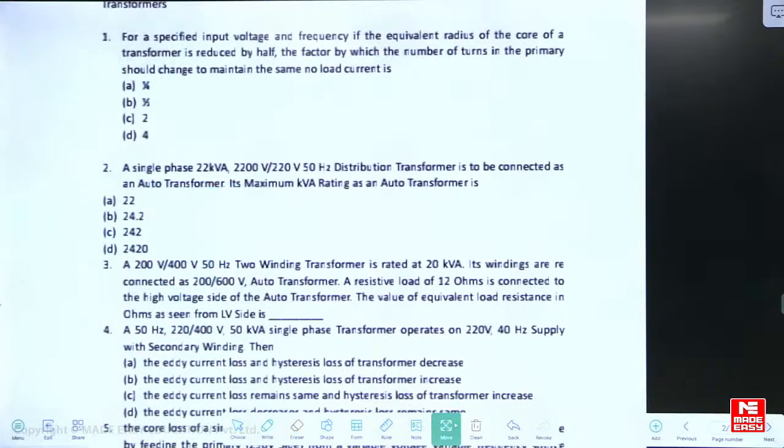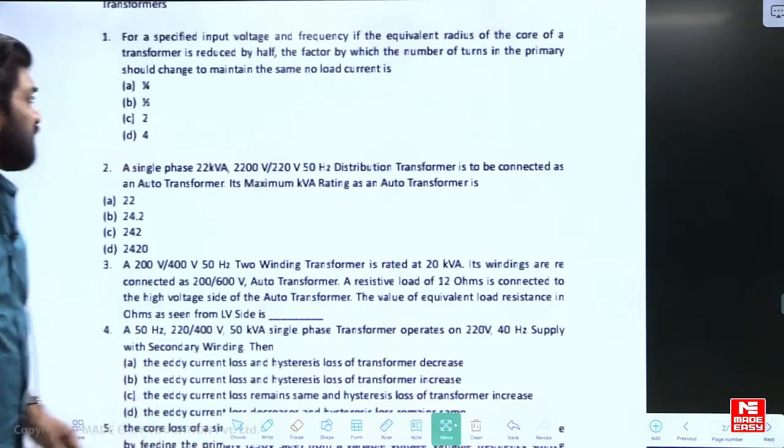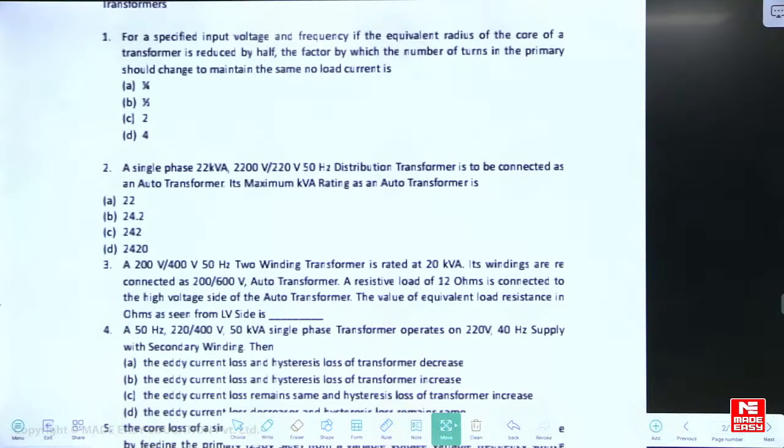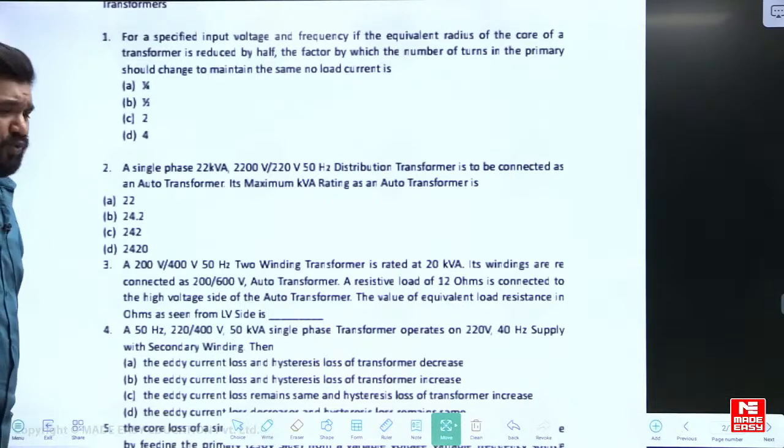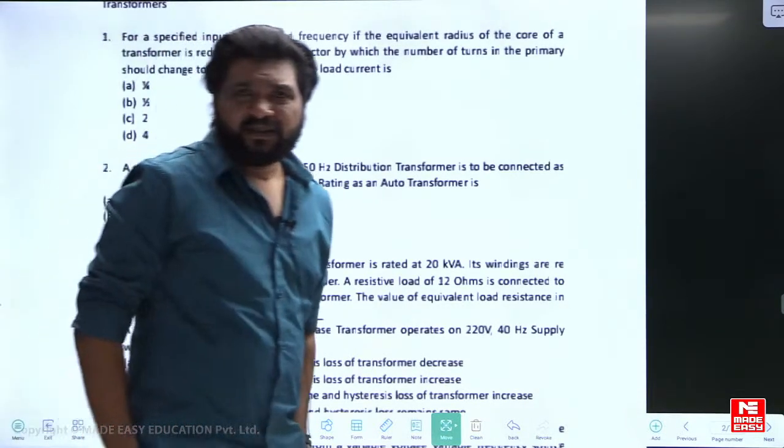For a specified input voltage and frequency, if the equivalent radius of the core of a transformer is reduced by half, the factor by which the number of turns in the primary should change to maintain the same no load current is. This is the question.